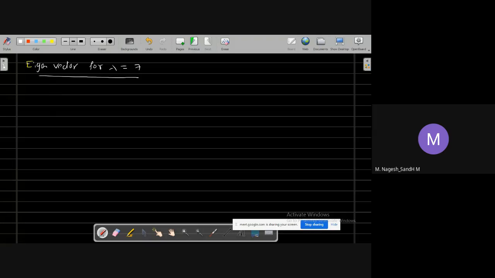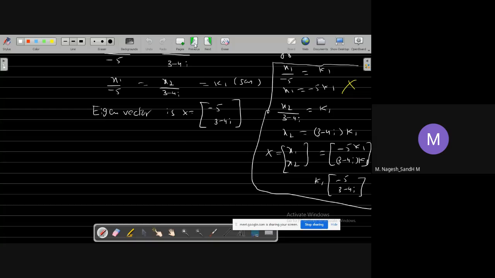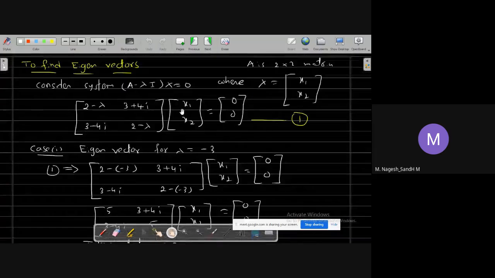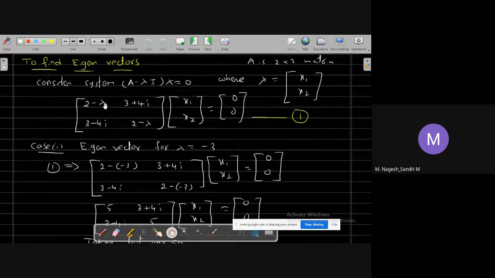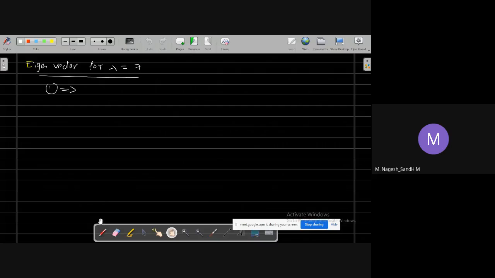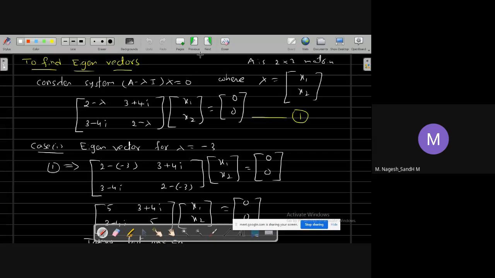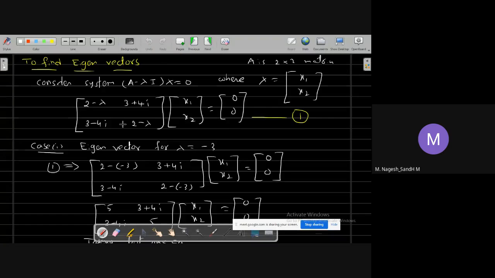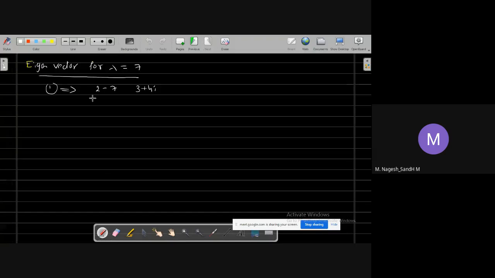Everyone listen here. Substitute in the lambda plus 7 matrix: 2 minus 7, 3 plus 4i, next 3 minus 4i, 2 minus 7, into x1, x2 is equal to 0, 0.